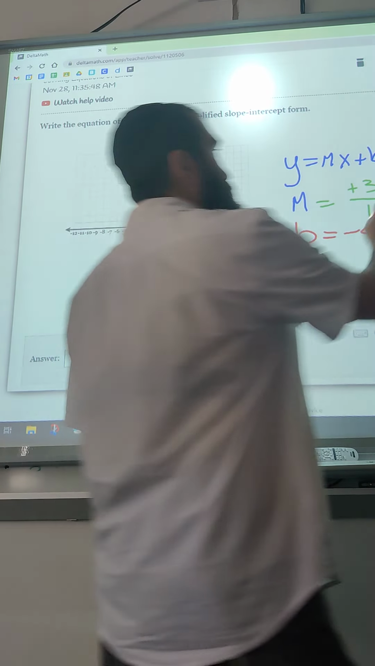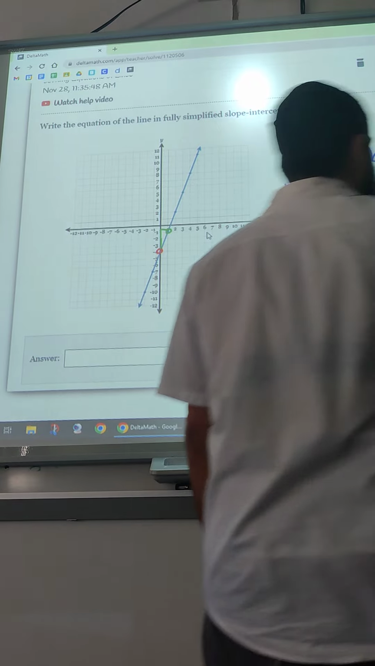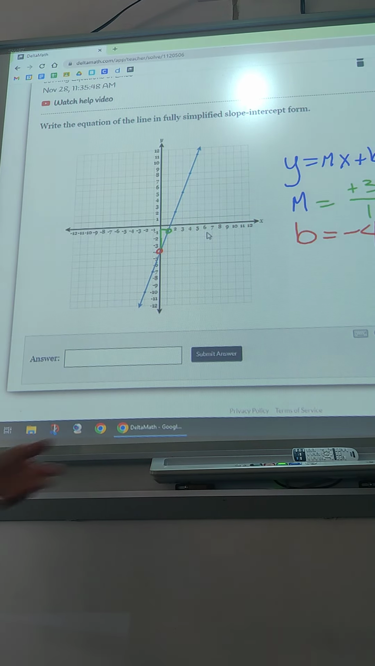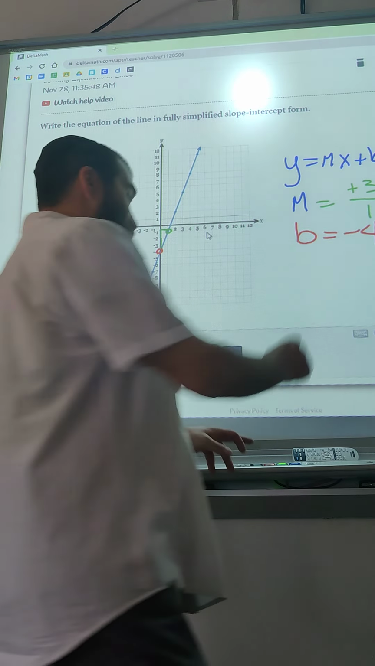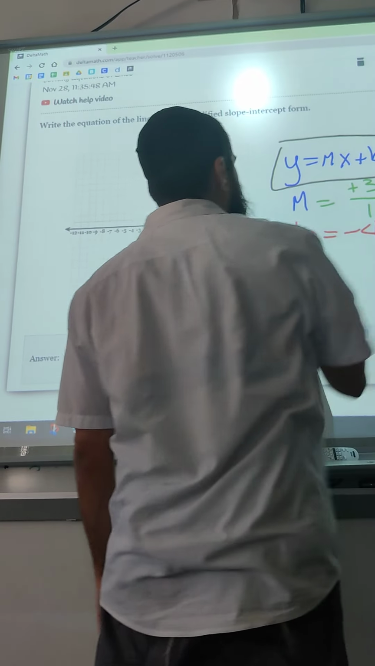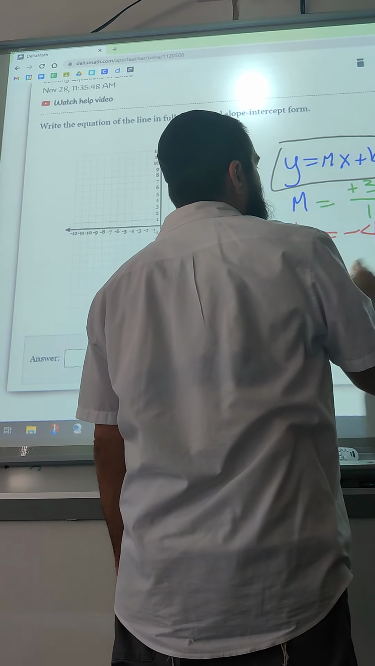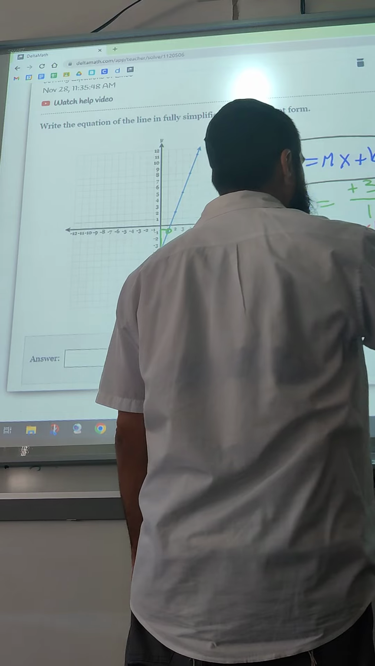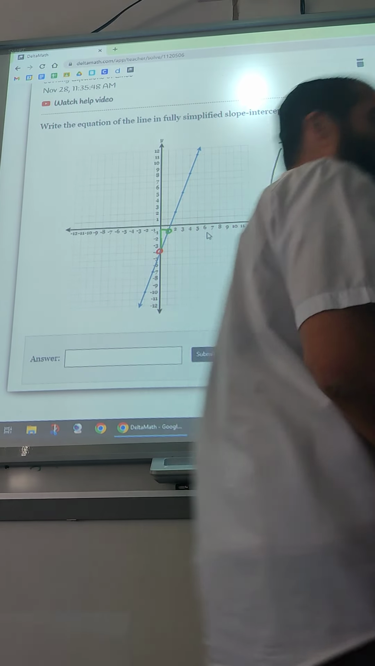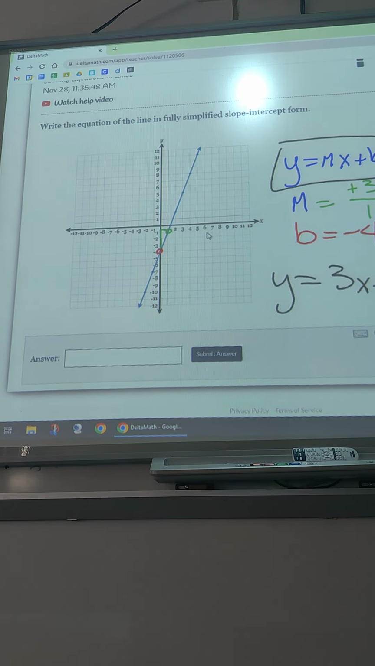So my slope, by the way, we just usually write it as 3. We don't write it as 3 over 1. So I have my m, I have my b, and we can plug that into this equation, and we will have y equals 3x minus 4 as our slope-intercept format. That's all they wanted, slope-intercept. So we go y equals 3x minus 4.